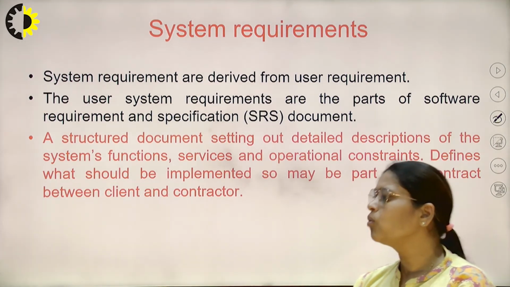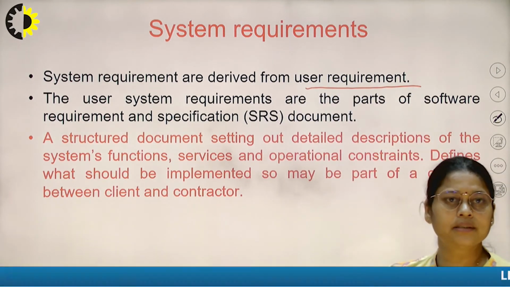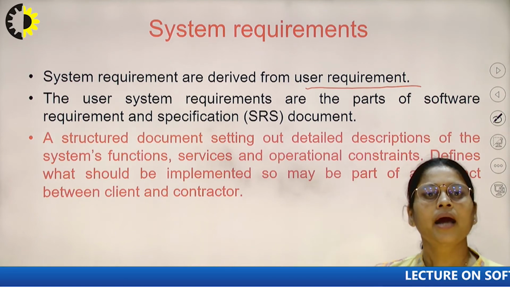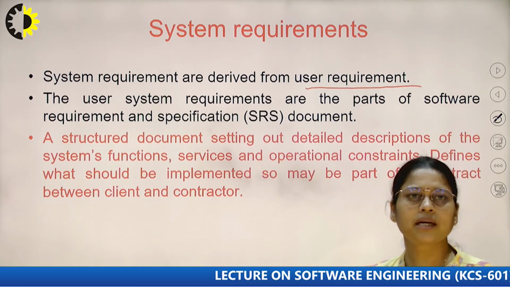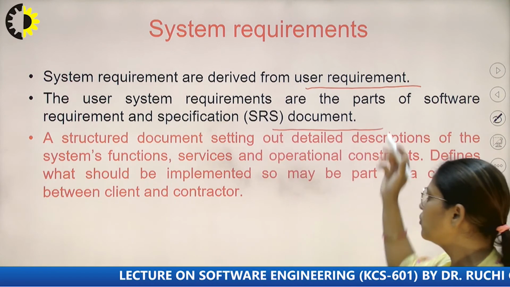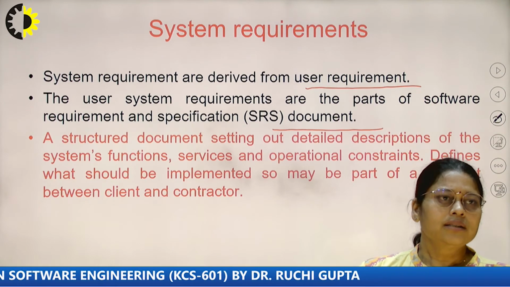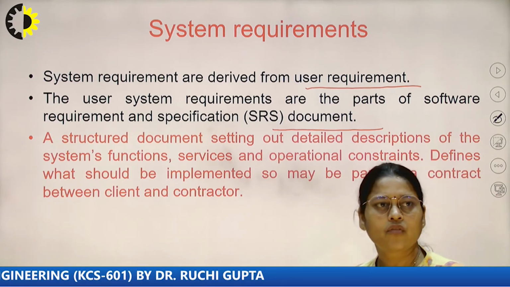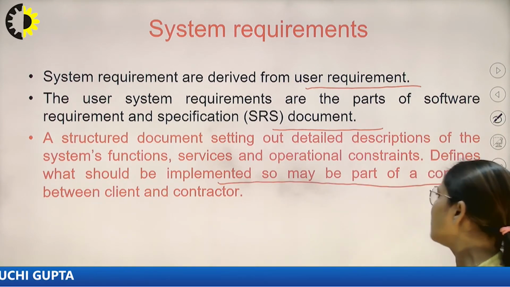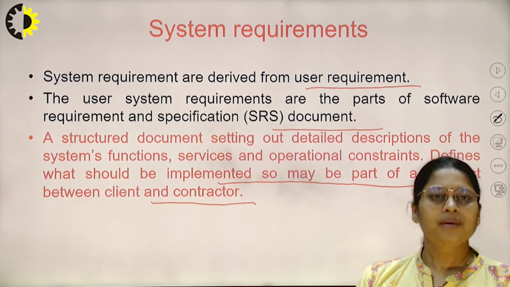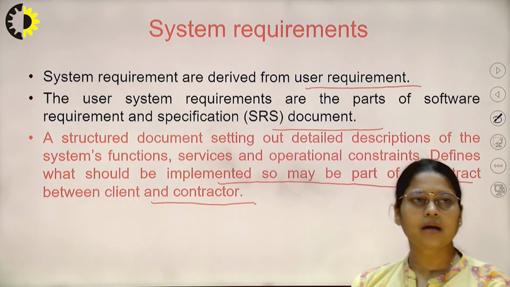Now, the second is the system requirement. System requirements are derived from the user requirements, means first of all the user will give the requirement, and the system requirements will come from the user requirements. User requirements are part of the software requirement specification document, which we will discuss when we discuss the features of SRS. It is a structured document setting out a detailed description of the system's functions, services and operations, and it defines what should be implemented. It may be part of a contract between the client and contractor. We may say that the software requirement specification is a legal agreement between the client and the developer.